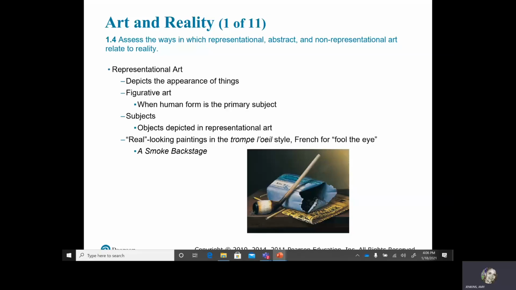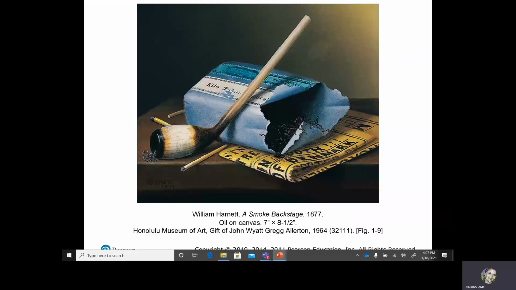Objects are depicted in representational art. Real-looking paintings in the trompe-l'oeil style, which is French for "fool the eye." This is an example of a trompe-l'oeil artwork. It's a smoke backstage. So representational art can be objects or figures. Here's a bigger image. We have some really nice trompe-l'oeil paintings at the Amon Carter, if you've ever been there, here in Fort Worth.